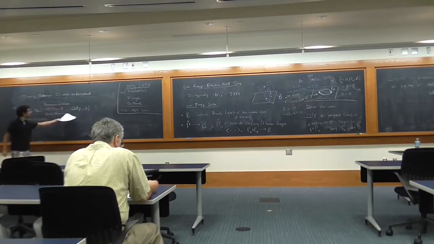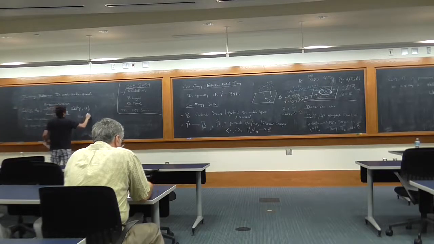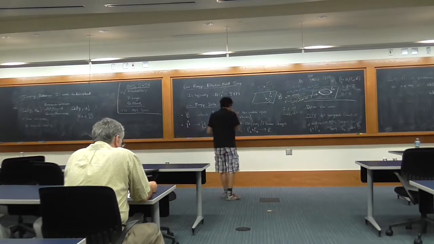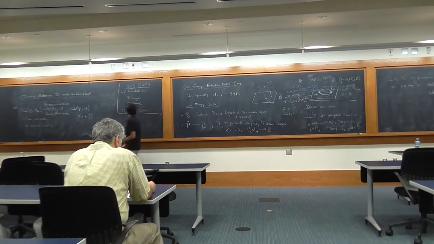You can figure out the indices for all just by applying this formula. Okay. So the nice thing about this index is it gives you a handle on how many actual BPS particles there are in the theory.